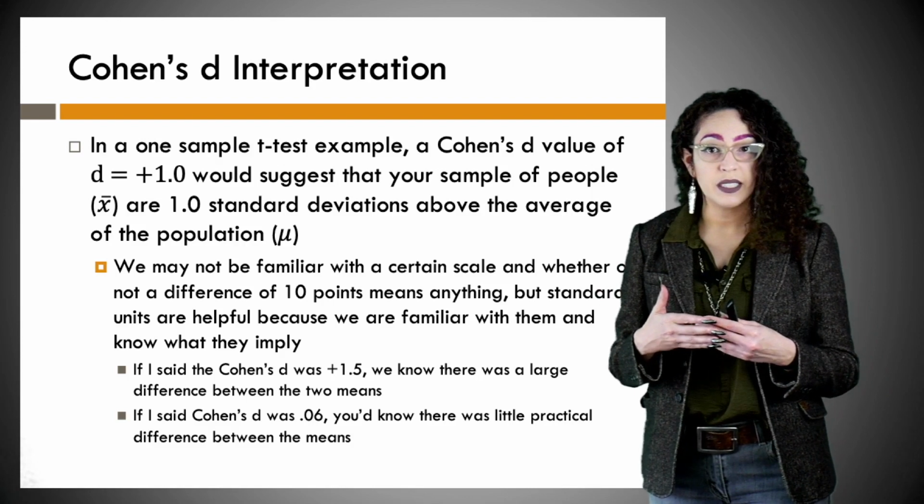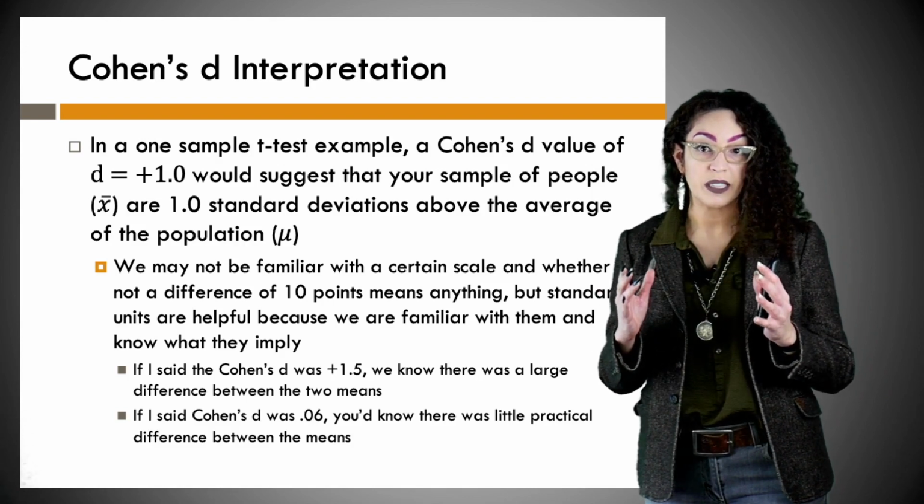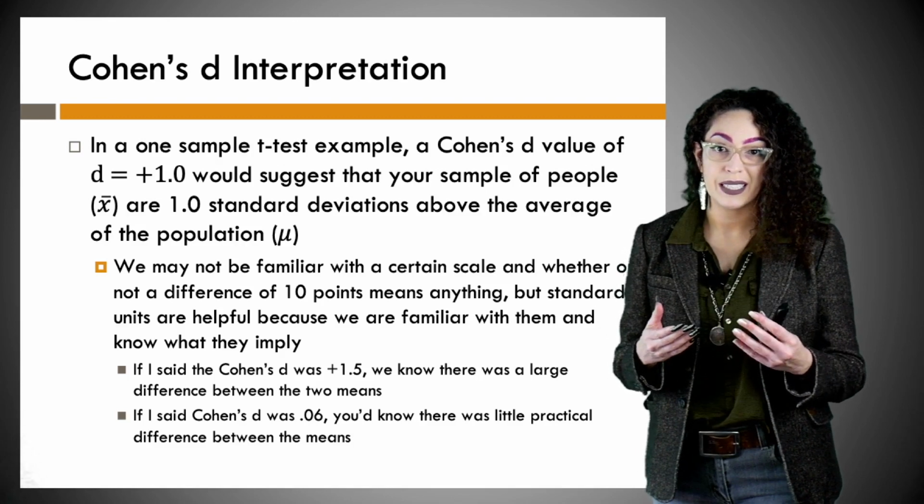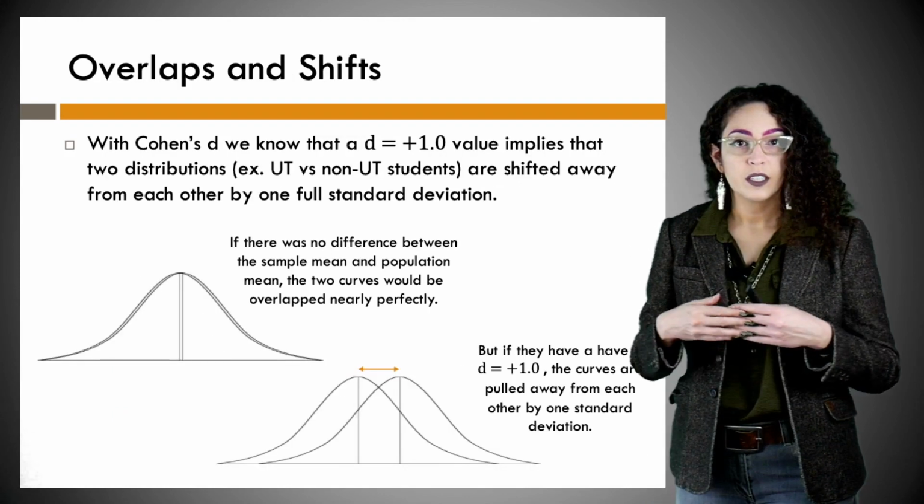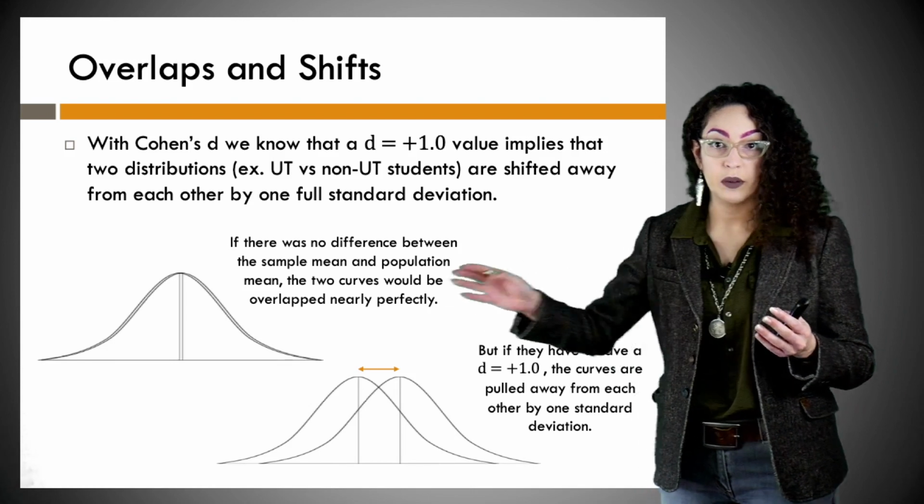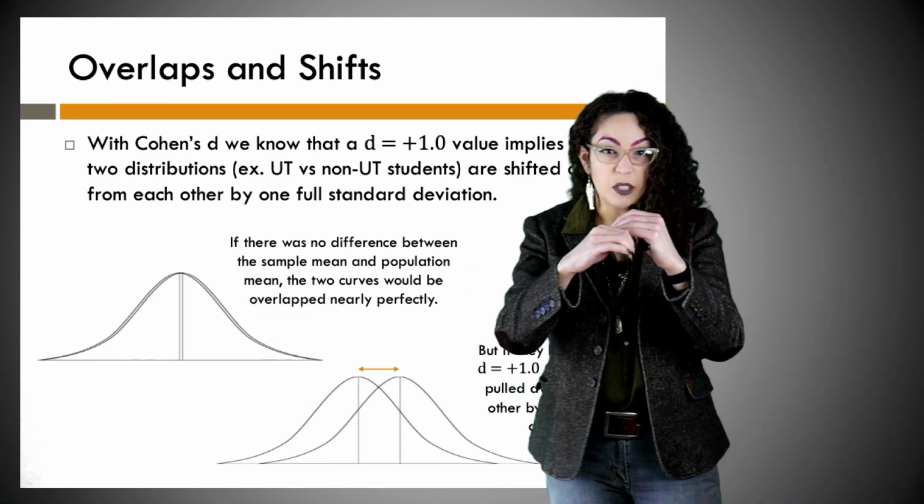If I said a Cohen's d was 1.5, we would know there was a big difference between the two sample means. If instead I said a Cohen's d was about 0.06, you'd know there was little practical difference between the two means. So here are two different examples. One where Cohen's d would be close to 0. Can't really tell, but there's actually two distributions here, but they're pretty much right on top of each other.